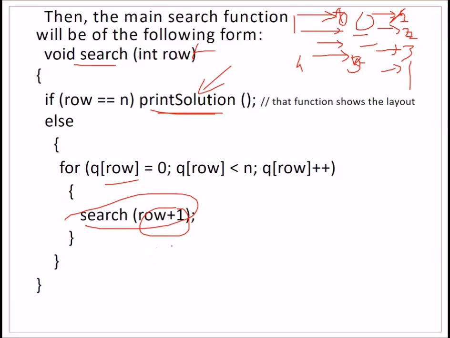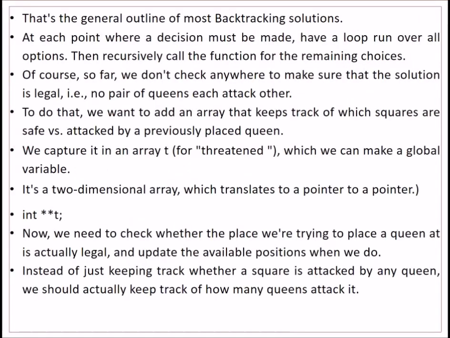This function will again call row plus 2, which means it goes to the third row. This is how our recursion comes in between. This is the general outline of our backtracking solutions, and at each point where we have to make a decision, we have to loop over all the options, as we have just seen.